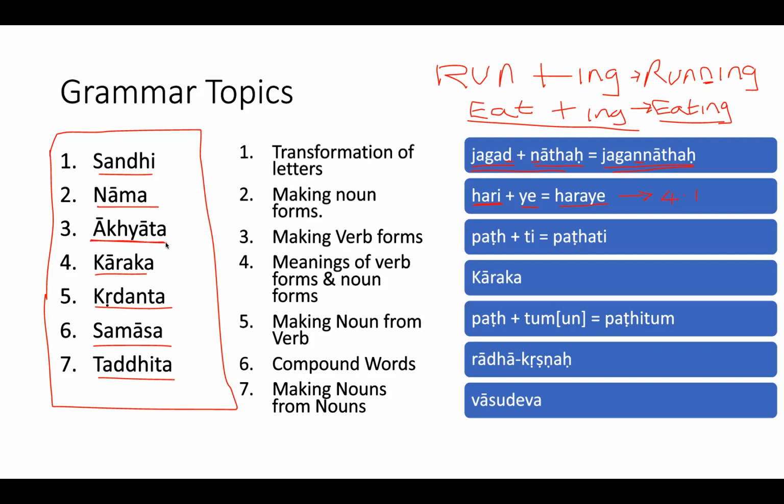And the third chapter is Akhyata, which is basically making verb forms. So for verbs also, you have different forms. For example, run, the past tense, forget about run.